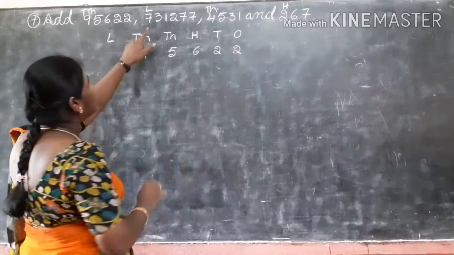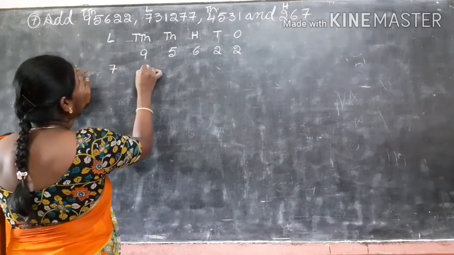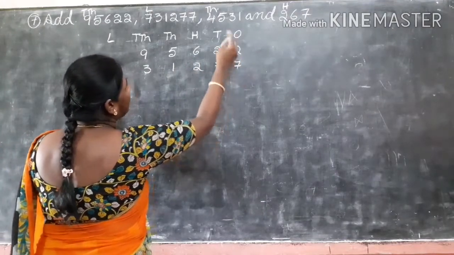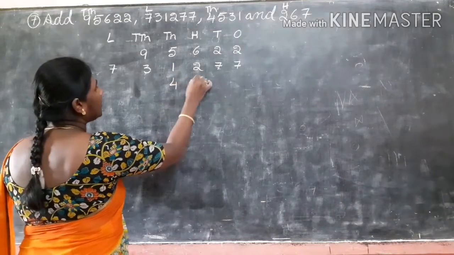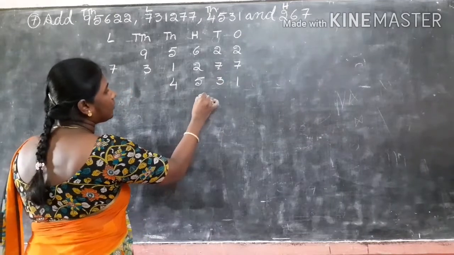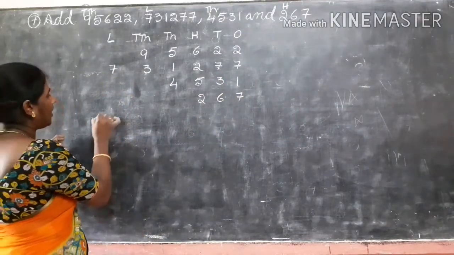95,622. The next number starts from the lakhs place: 7,31,277. The next number starts from the thousands place: 4,531. The next number starts from the hundreds place: 267.